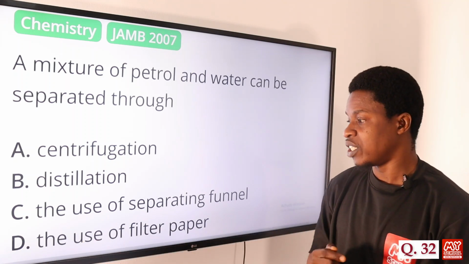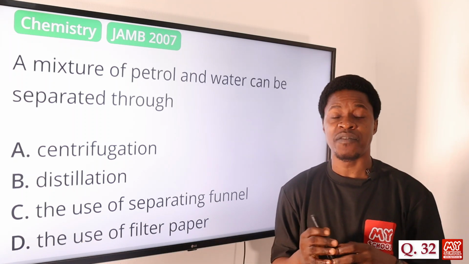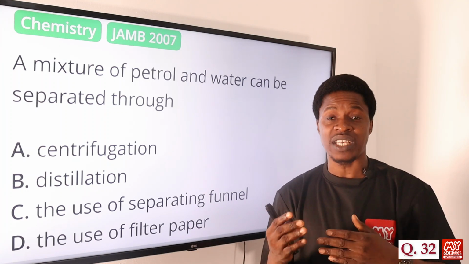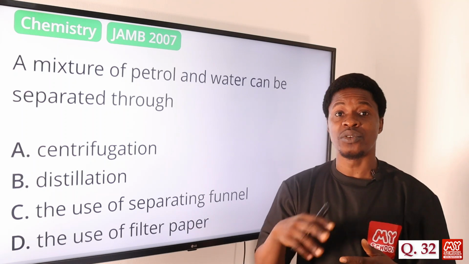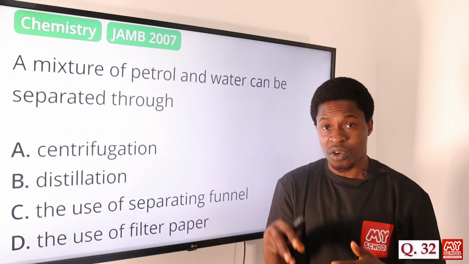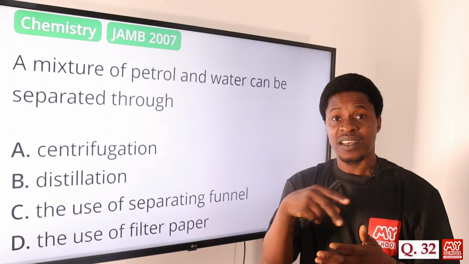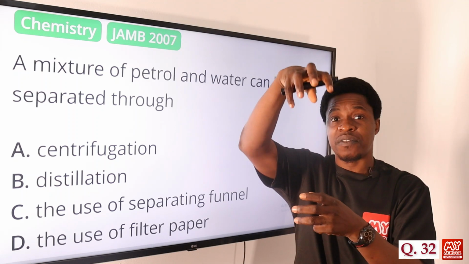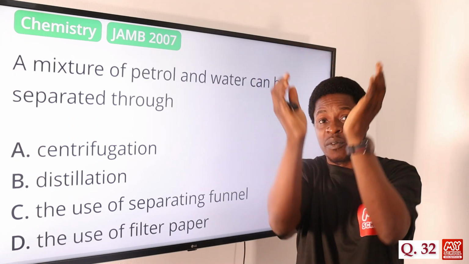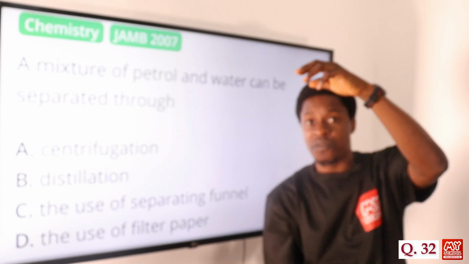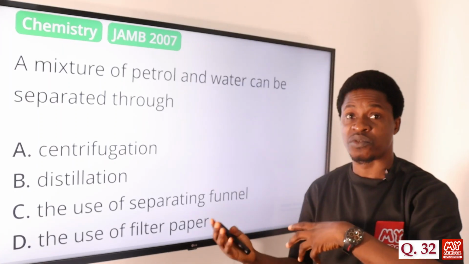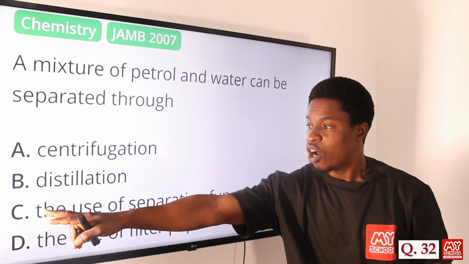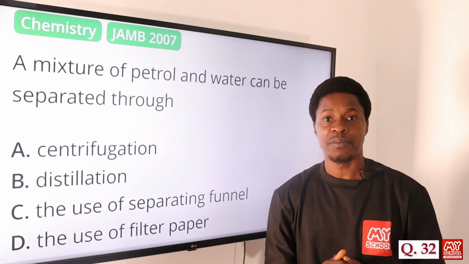Option D says the use of filter paper. We use filter paper if we have an undissolved solid inside, maybe salt and sand. You add water to the salt and stir, the salt dissolves, you get a solution, and then you have the sand. So you use a filter paper, and the residue will be in the funnel while the filtrate goes through. So you can have filtrate and then the residue. So this is actually not applicable. So the correct answer is option C, the use of a separating funnel.